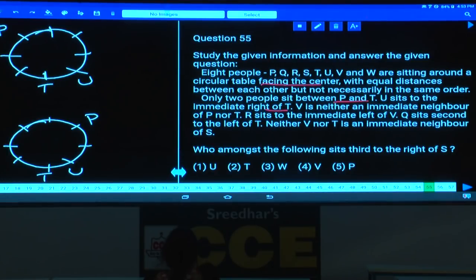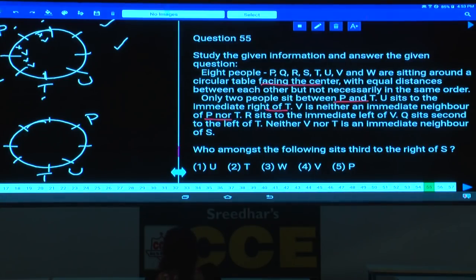V is neither an immediate neighbor of P nor T, which implies that V cannot be in these 2 places and V cannot be here as well. Hence V cannot be 1, 2, 3, 4, 5, 6 places. V can be either at this place or at this place. How many possibilities are there left to this V here? There are 2 possibilities.